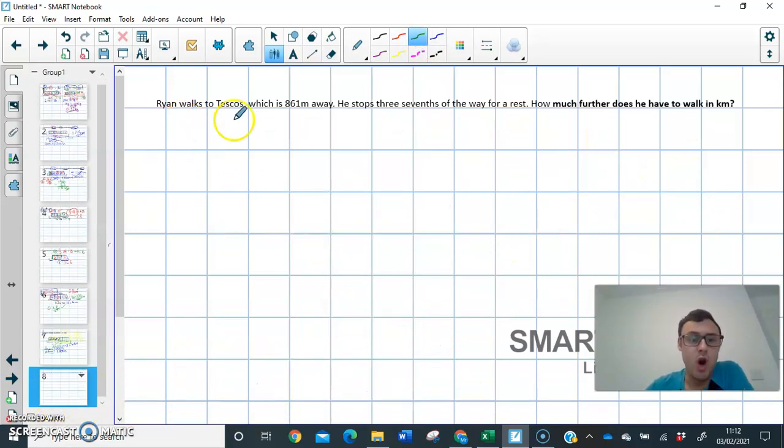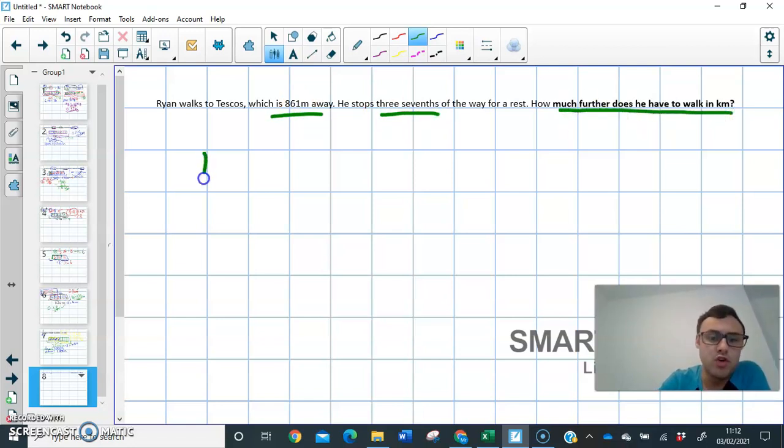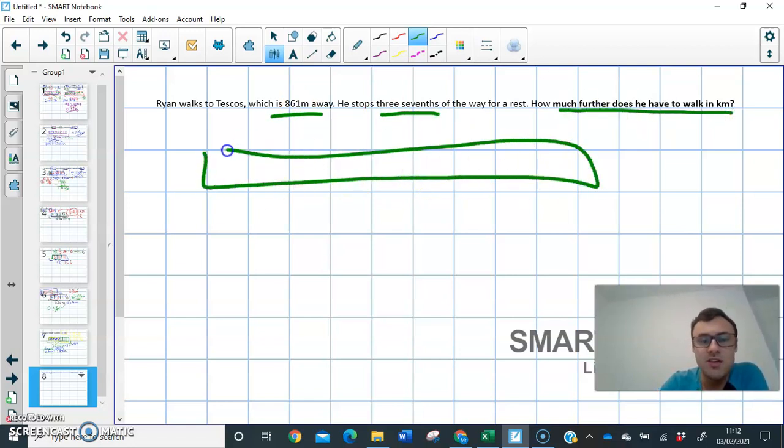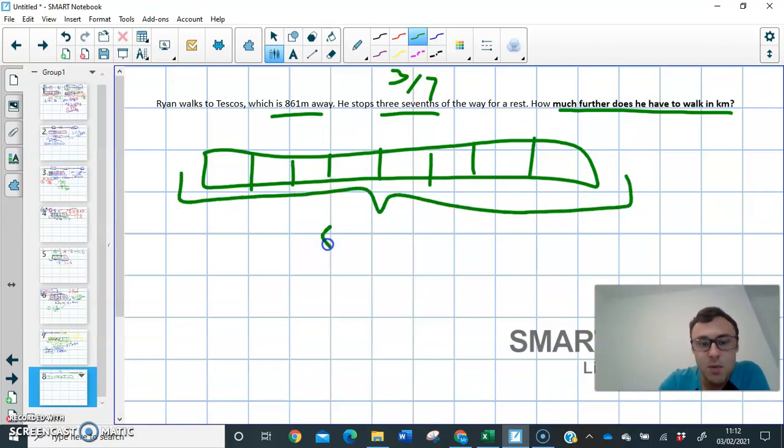Now, final part. Ryan walks to Tesco's, which is 861 metres away. He stops 3/7 of the way for a rest. How much further does he have to walk? Well, if I draw my bar, I'm splitting it into sevenths because we've got 3/7. So 1, 2, 3, 4, 5, 6, 7. And we know that in this question, it represents the number 861 metres.